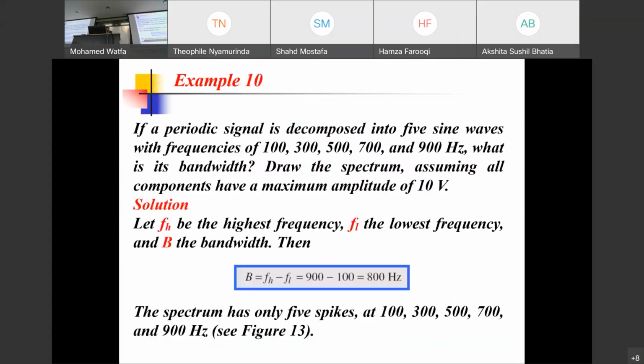Good. Let's move on. Suppose a periodic signal is decomposed into 5 sine waves, whose frequencies are given. What is the bandwidth? Draw the spectrum, assuming all components have a maximum amplitude of 10 volts. Very easy. One more time, I have a periodic signal.